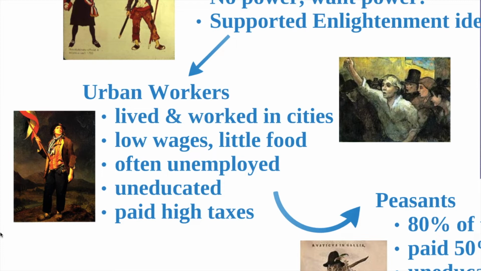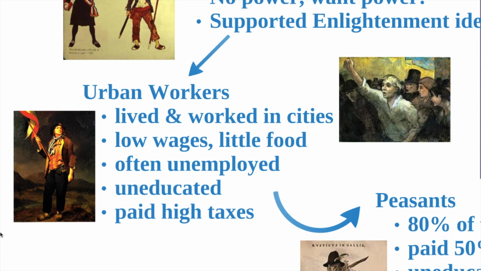So the urban workers are a larger group than the bourgeoisie. There are way more of them as well. So they're a much bigger group, and they are desperate. These are the people who are going to become ultra-violent during the revolution. These are the people that are going to be supporting the reign of terror. These are the people that are going to be committing the atrocities and the murders and the beheadings and the storming of the Bastille.